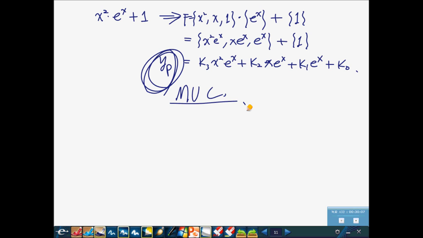And then what? And then you do this whole thing, right? And then plug it into the original equation, and then rearrange the equation, and then you'll be able to compare side by side. Then you can determine K3, K2, K1, K0 eventually. And then your final YP will be accordingly. Okay?